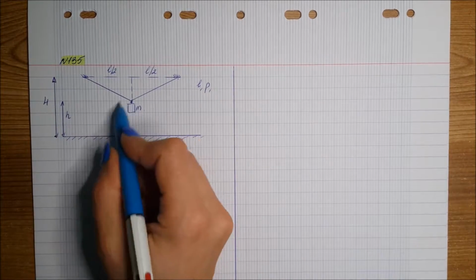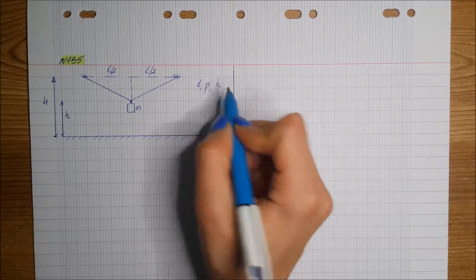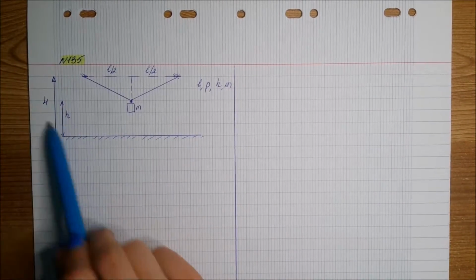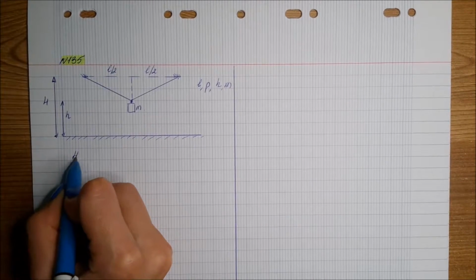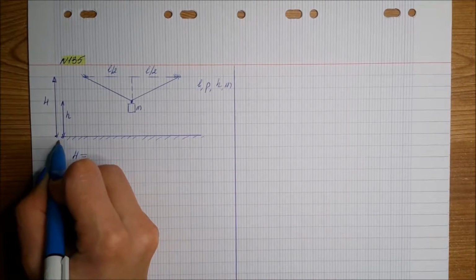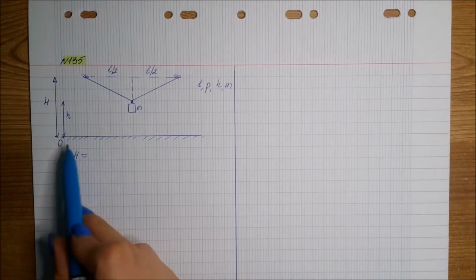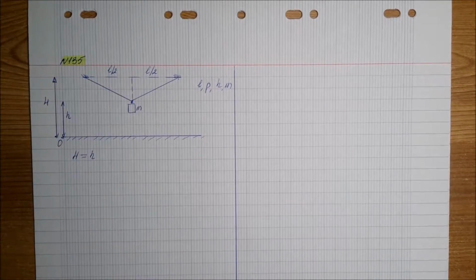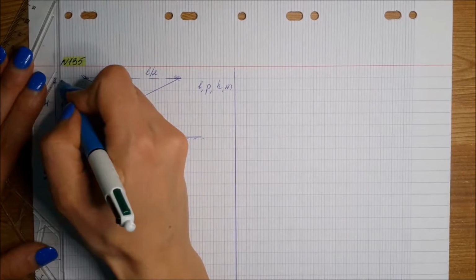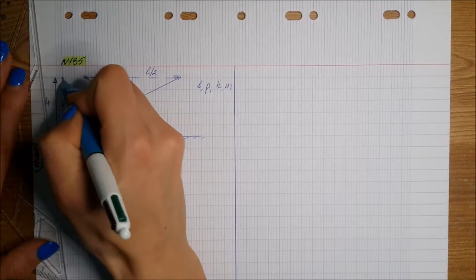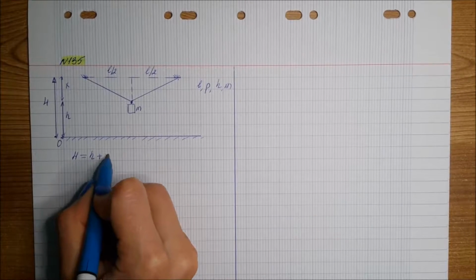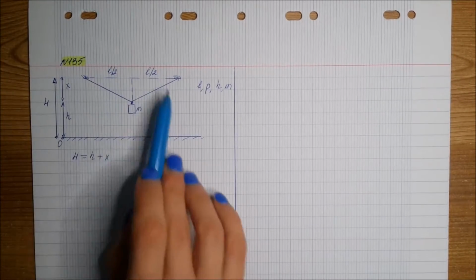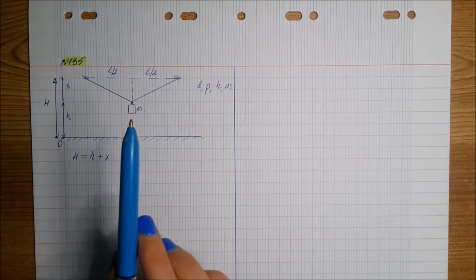So we know L, P, little h, M, and we are looking for H, big H. So, with respect to the ground, this height is equal to a small h plus some height, x, which I will draw here. And now we will find this distance x.